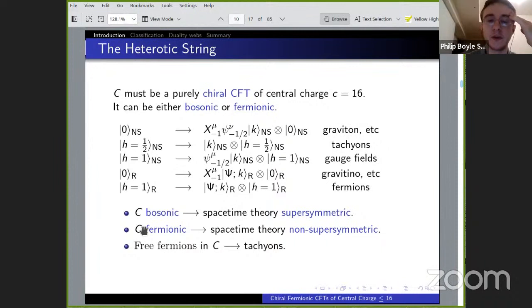On the contrary, if it's fermionic, then it's not supersymmetric. And furthermore, if it's fermionic, then your theory may or may not have free fermions, these dimension-half operators. And if it does have any, they're the tachyons.